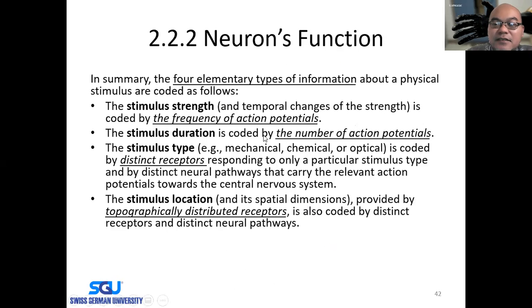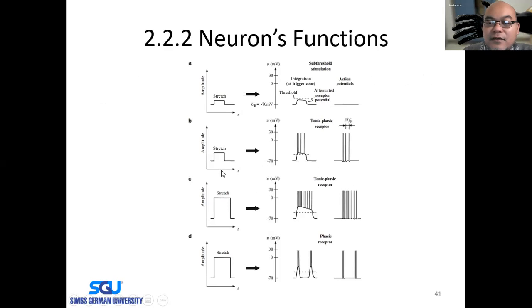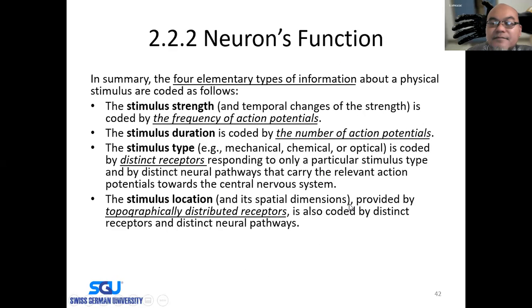The stimulus duration is coded by the number of action potentials. So here, this is longer than this one, so it creates more pulses compared to this one. This only creates 4, and this one, I don't know, much more, maybe more than 10.